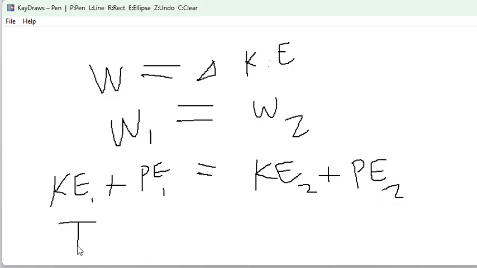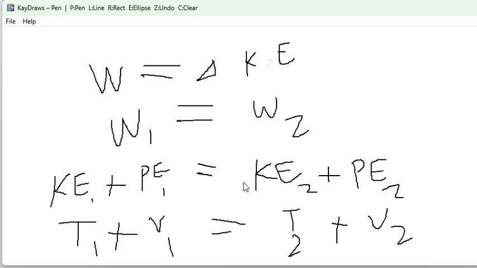In some textbooks they use the kinetic energy as T, and some textbooks use the potential energy as V. Now we're writing the situation before and after with 1 and 2. So anyways, that's what you need to understand about the work energy balance. It means that we're balanced.